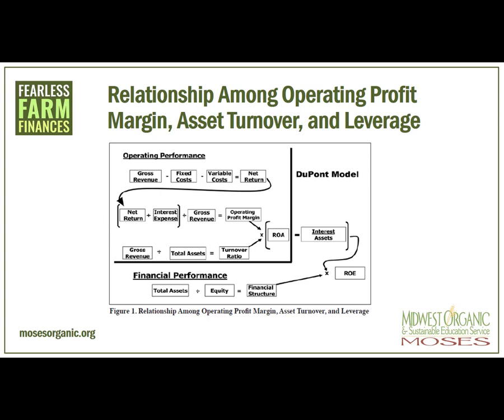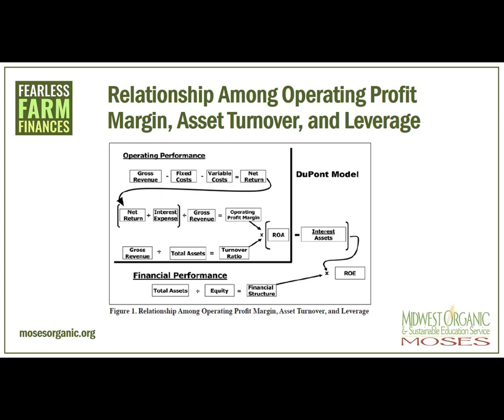So there are different tools out there to help us evaluate our businesses, and one of them is the DuPont model. This one looks at the relationship among operating profit margin, asset turnover, and leverage. It's also a great example of taking a number of ratios and helping you put them together to see the big picture.